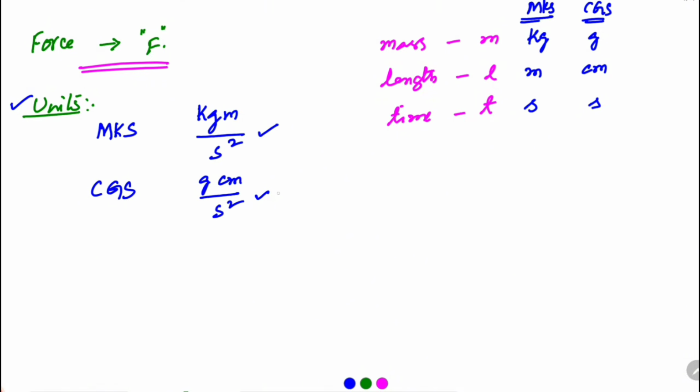Or you can call this gram centimeter per second square as dyne also, children. A short name. Feel that as a short name. Instead of saying gram centimeter per second square, simply you can say dyne. Similarly, we have a name for kilogram meter per second square also, that is newton, a scientist's name. Simply you can write the MKS unit as newton also. Actually this is the SI unit. So remember it that way.